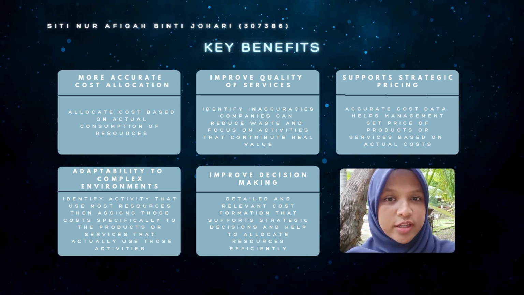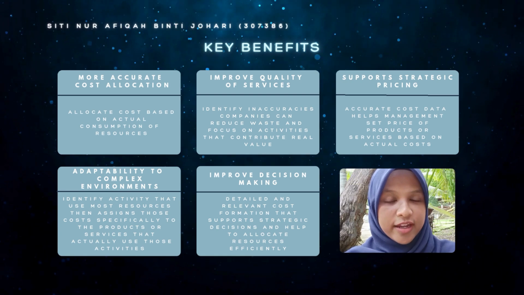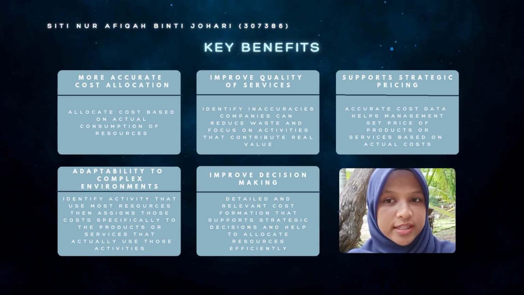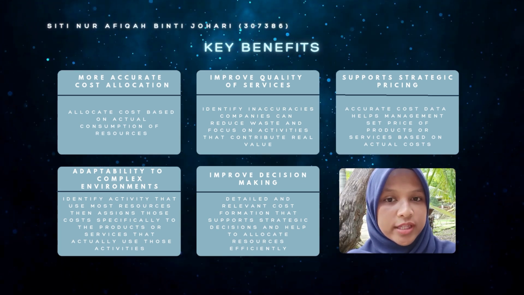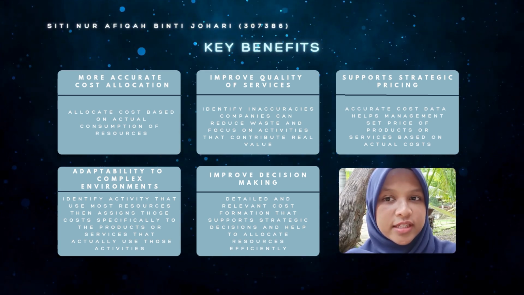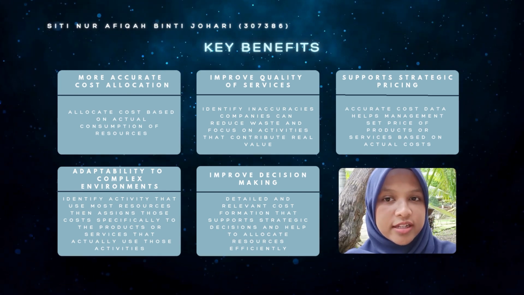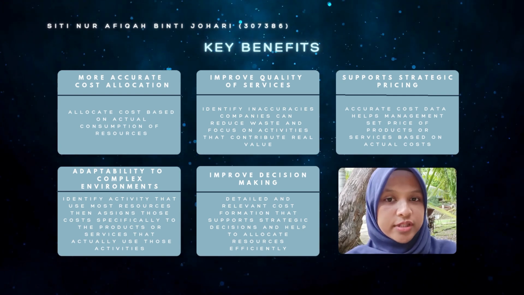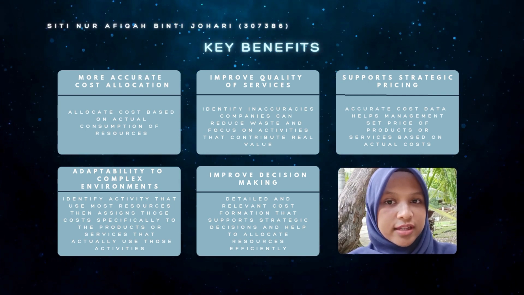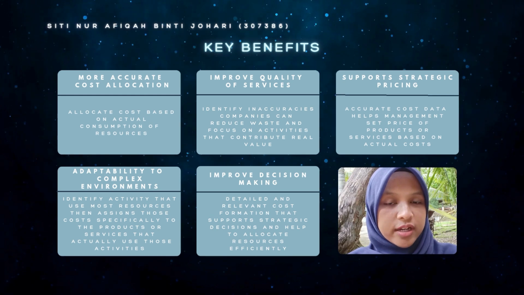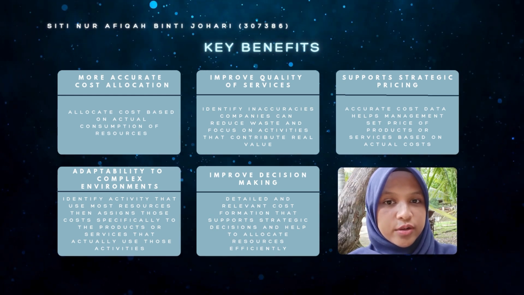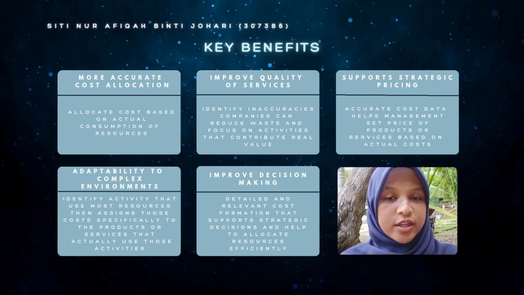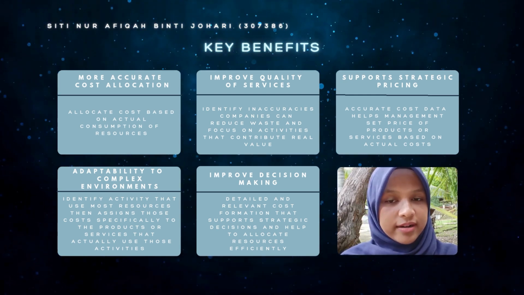Secondly, it improves the quality of services by identifying and eliminating the inaccuracies and shortcomings of the traditional costing method. The companies can reduce waste and concentrate more on activities that contribute real value, leading to greater operational efficiency. Number 3, support strategic pricing. With accurate cost data, management can set the product or service price based on actual cost. The ABC method can also help the company improve its ability to compete efficiently in the market.